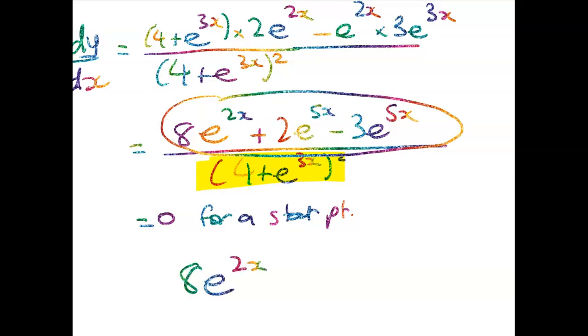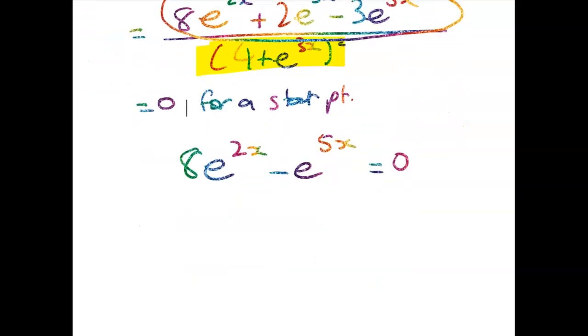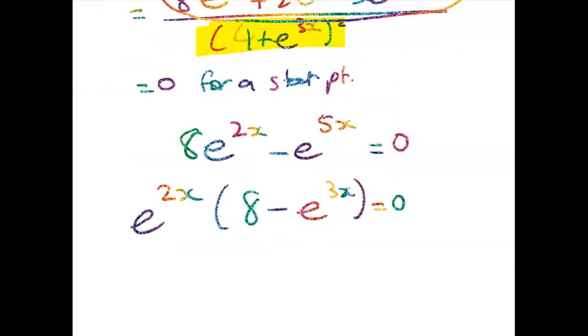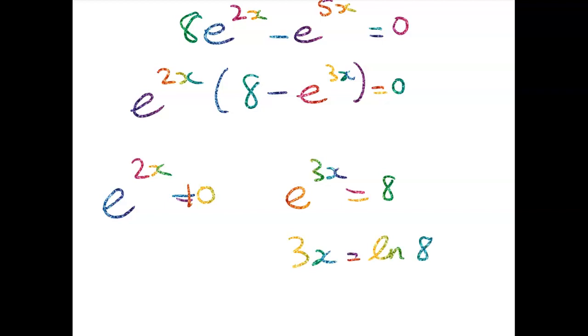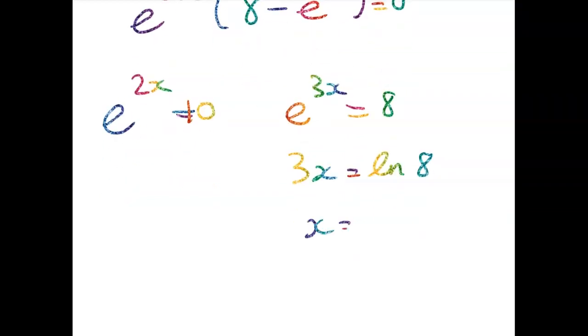8e to the 2x minus e to the 5x is equal to 0. Factorising out e to the 2x, I get this. And we know that e to the 2x is not equal to 0, so e to the 3x has got to equal 8. Now I'm asked for exact values. I'm going to take logs of both sides. So 3x is equal to the natural log of 8. So x is equal to 1/3 times the log of 8.